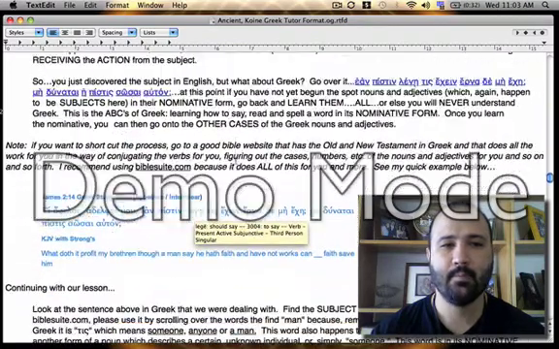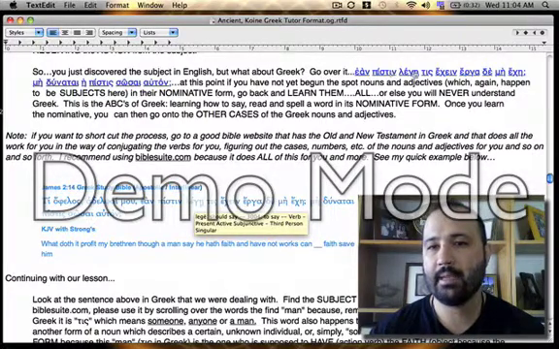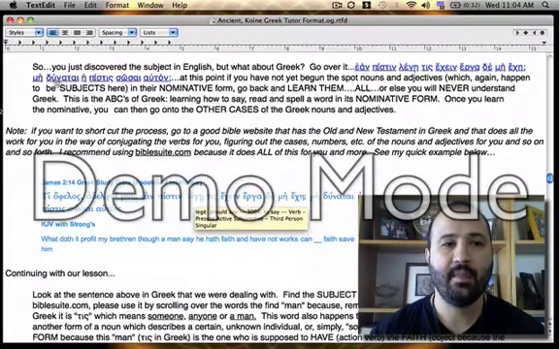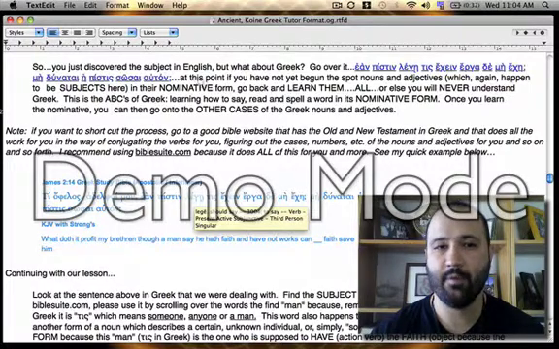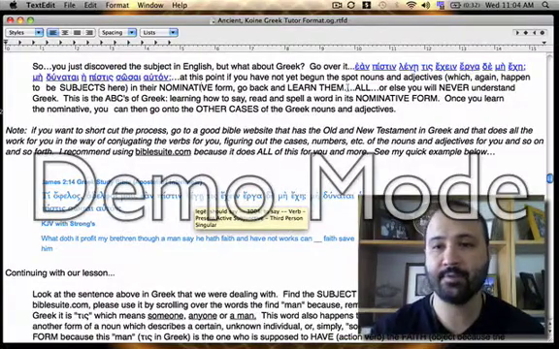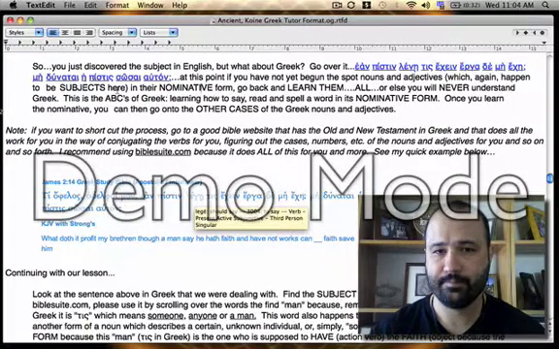So you discover the subject in English, but what about in Greek? So again, go over it. Ean pistin legei tis echein erga de mē echē. Mē dynatai hē pistis sōsai auton. At this point, if you have not yet begun to spot nouns and adjectives, which happen to be subjects here, in their nominative form, go back and learn them all, or else you will never understand Greek.